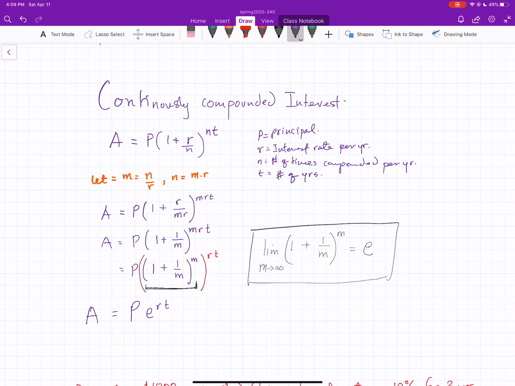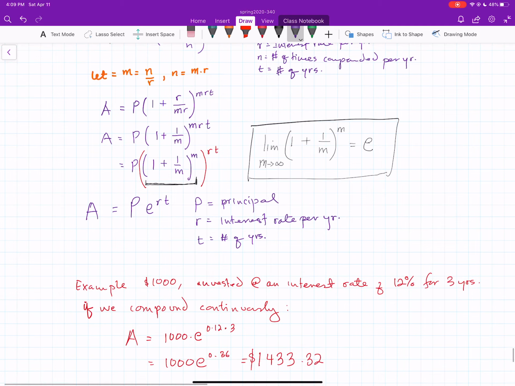So we're going to define continuously compounded interest as P times e raised to the RT, where P again is the principal, R is the interest rate per year, and T is the number of years.